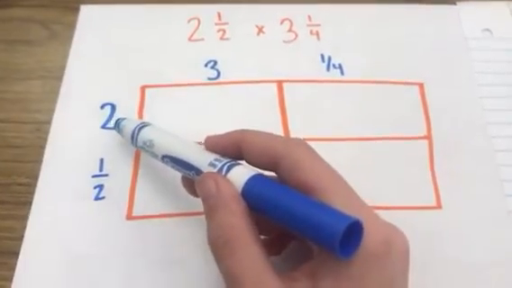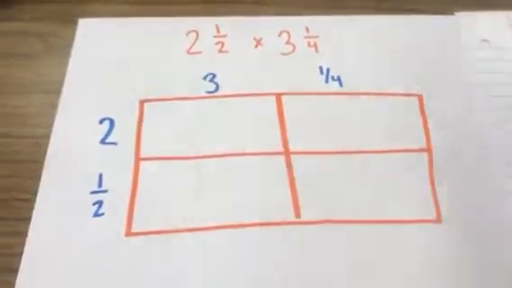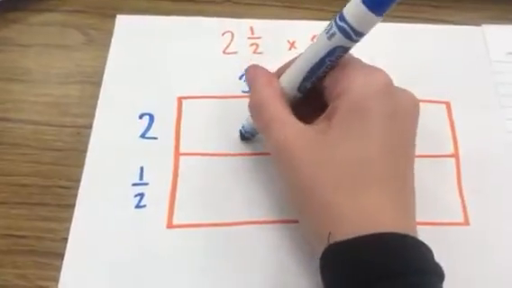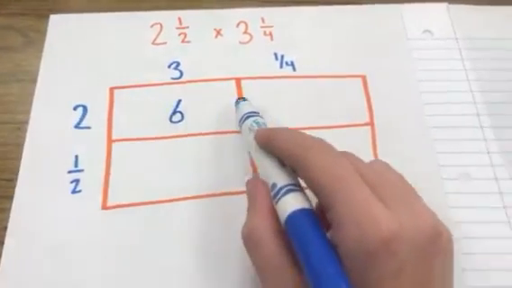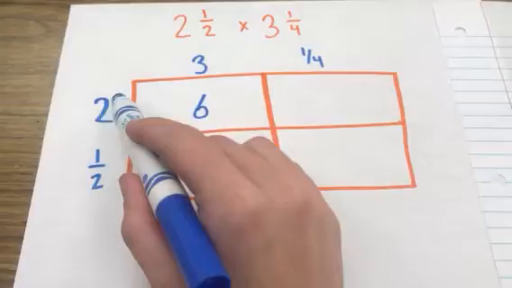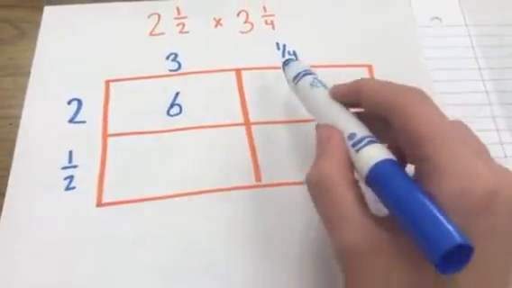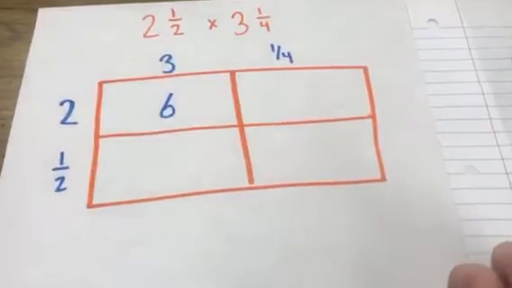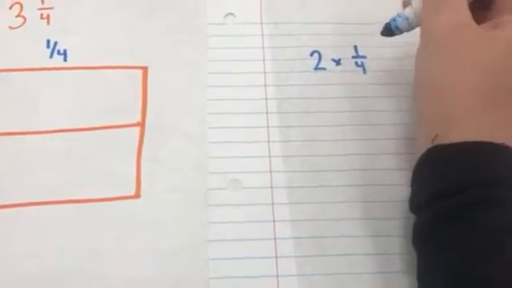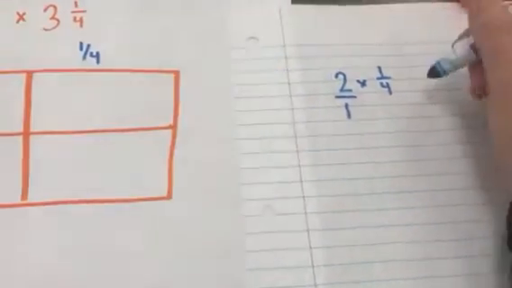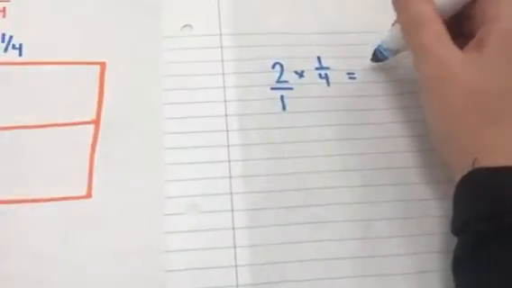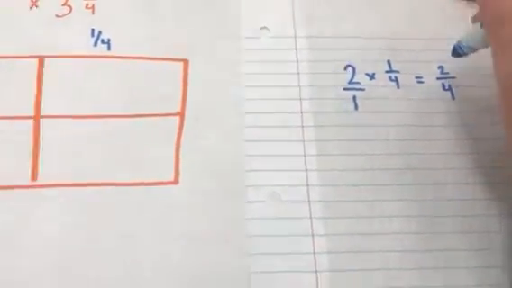So the number on the side is 2, and the number on top is 3, and 2 times 3 equals 6. Now I need to multiply my number on the side times my number on top. So 2 times 1/4. I don't know that in my head, but I'm going to use another sheet so I have enough room. So 2 times 1/4, and I put my 1 under my 2, because 2 over 1 is equal to 2. I just multiply across: 2 over 4. So 2 over 4 can go in this box.